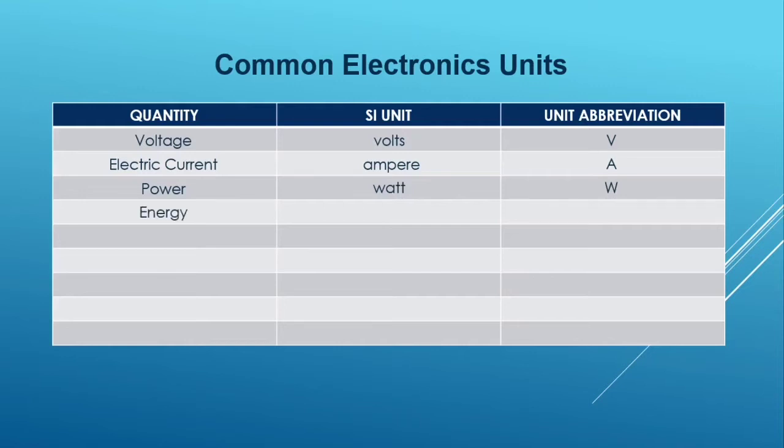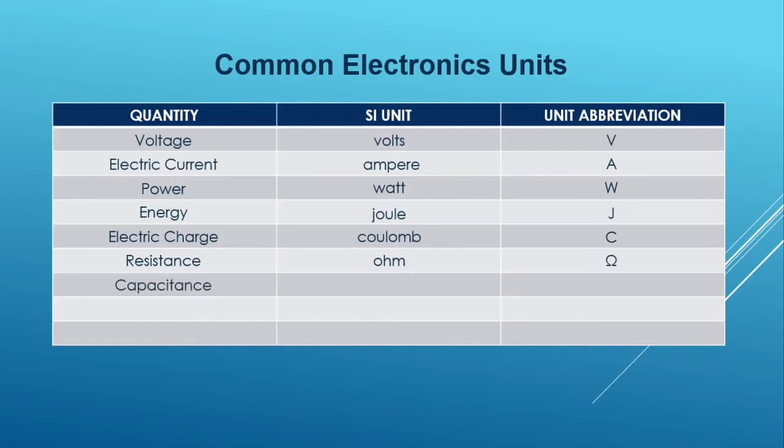Next is the energy. The unit of energy is joule, and the symbol of joule is capital J. Next is electric charge, or electrical charge. The unit of electrical charge is coulomb, and the symbol of coulomb is capital C. Next is resistance. The unit of resistance is ohm, and the symbol of ohm is omega.